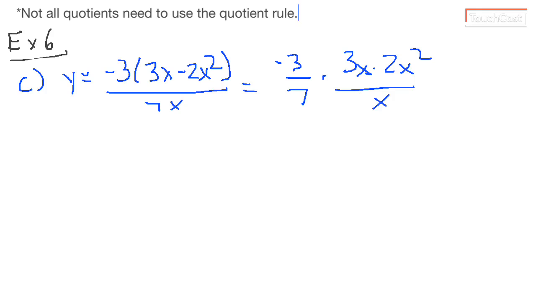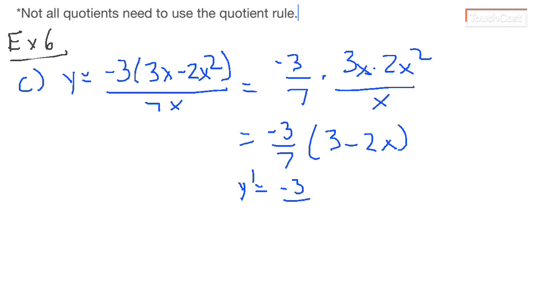If we do that, then y is just going to be -3 over 7 times, well, the x's in that other part can simplify. So we're going to have 3 minus 2x. We can treat the -3 over 7 like it's a constant multiple. So y prime will bring the -3 over 7 through, but we're going to just be multiplying it by -2, the derivative of what's in the parentheses. So y prime is just going to be 6 over 7. Let's look at 6d.